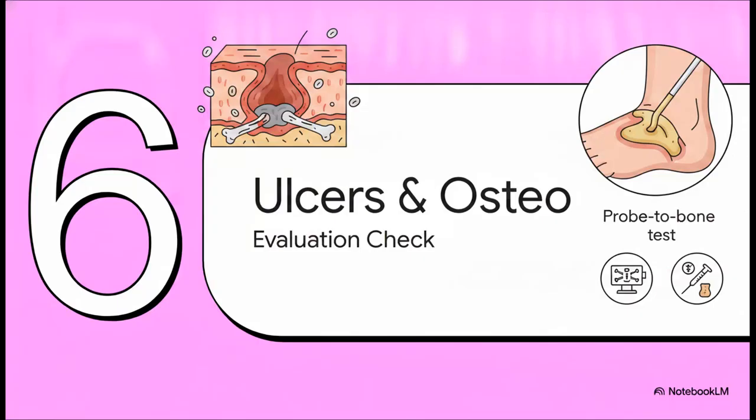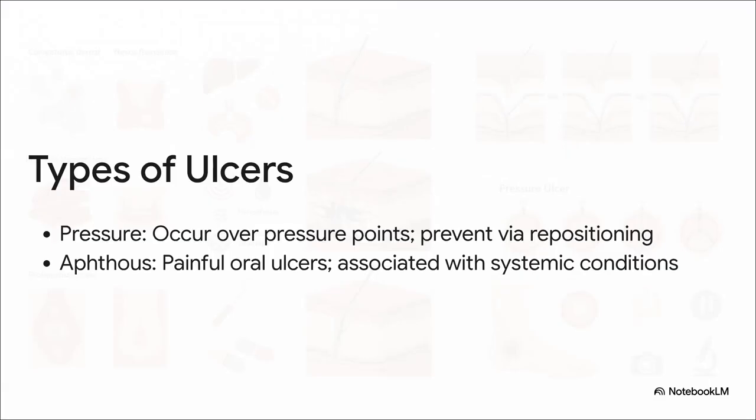Section 6. Ulcers and osteomyelitis. Pressure ulcers happen over pressure points in immobile patients. You prevent them via frequent repositioning, optimizing nutrition, and moisture control. Aphthous ulcers are a bit different, presenting as painful, shallow oral ulcers. If they are recurrent or severe, they strongly associate with systemic conditions like Behçet disease, inflammatory bowel disease, celiac disease, HIV, or neutropenia.